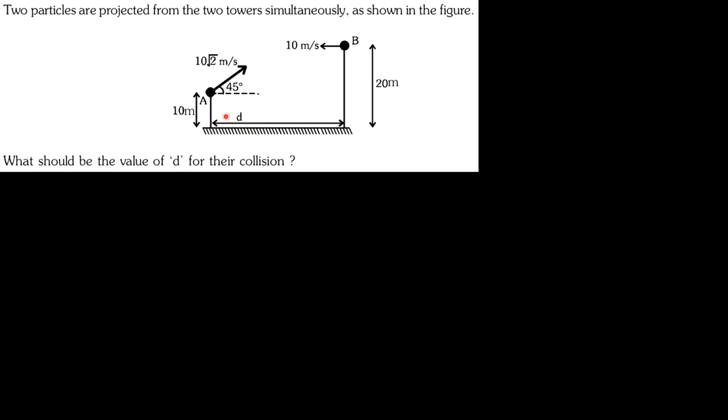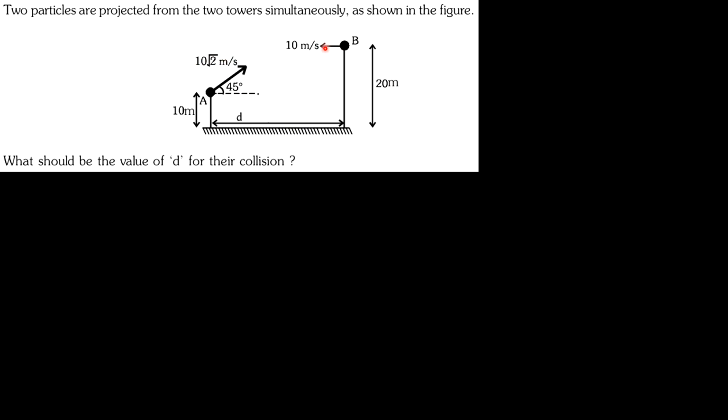Two particles are projected from two towers simultaneously. They have thrown a stone simultaneously. As shown in the figure, what should be the value of d? Now what is the value of this d for their collision? Means when we project from point A and B, for example they meet over this point, right? So now we have to find, if they collide over there, then what is the distance d if their velocities are this.